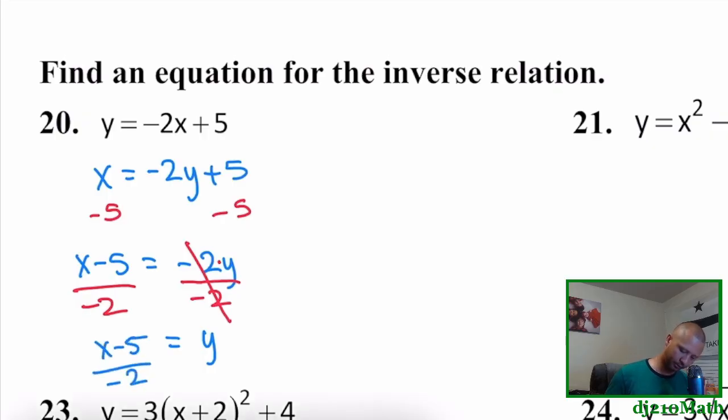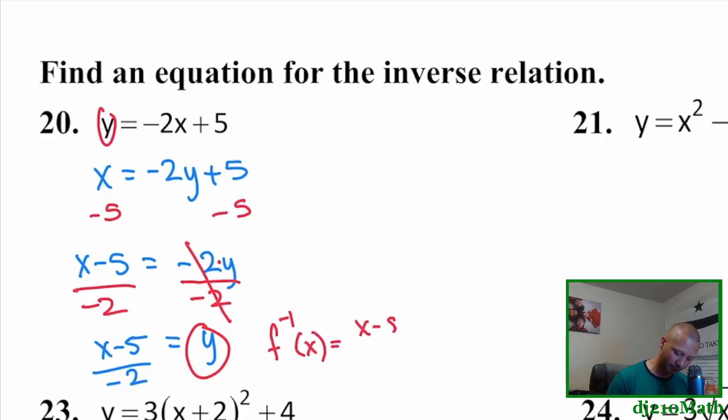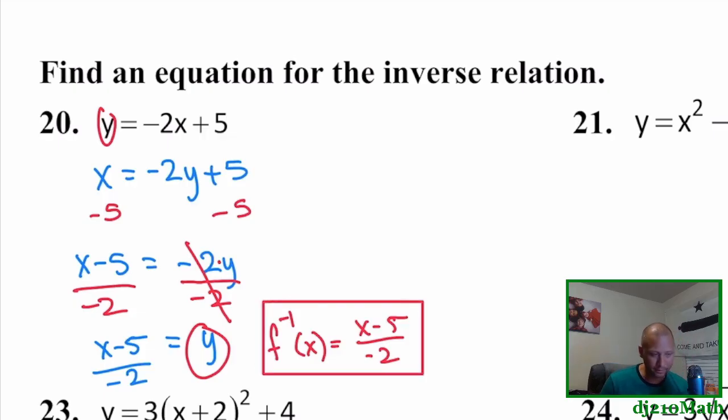Now some would argue that we need an equation, right? So we don't want to just say y, because this y could be confused with this y. So what we say is f inverse, right? F inverse of x is equal to x minus 5 all over negative 2. You can get there, like it's golden.